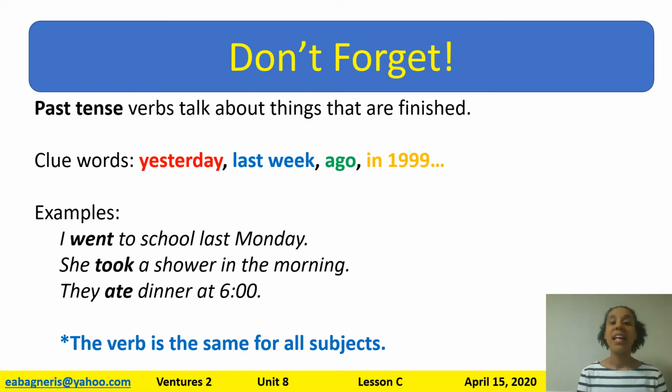Okay, for past tense verbs, we do not have to change anything for he or she. It stays the same for every subject. Okay, so remember, our subjects are I, you, he, she, we, they, or a name. So for any subject, your past tense verb will be the same.